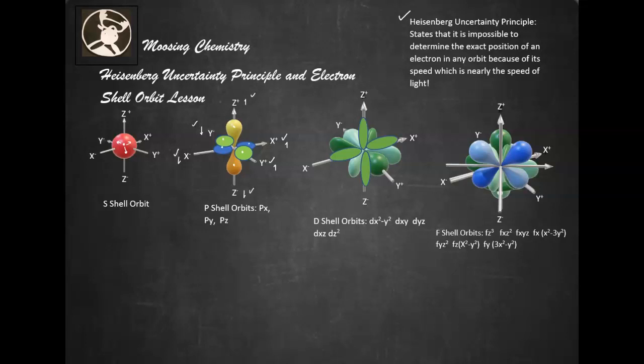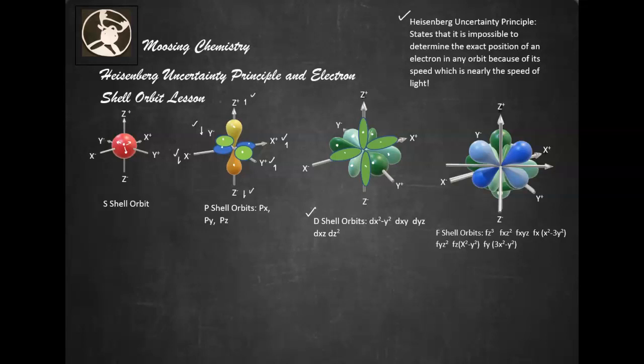So like look at the D shell here. Dx squared minus y squared, dxy, dyz, dxz, dz squared. Now each lobe can hold a total of one electron, right? So you got 1, 2, 3, 4, 5, 6, 7, 8, 9, and 10 electrons. And again, Heisenberg says they're there, but we don't know the exact spot in which they're there because by the time we figure that out, it's already moved because it's traveling so fast.